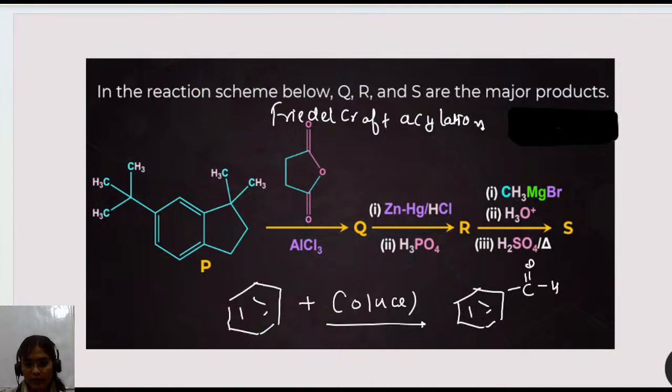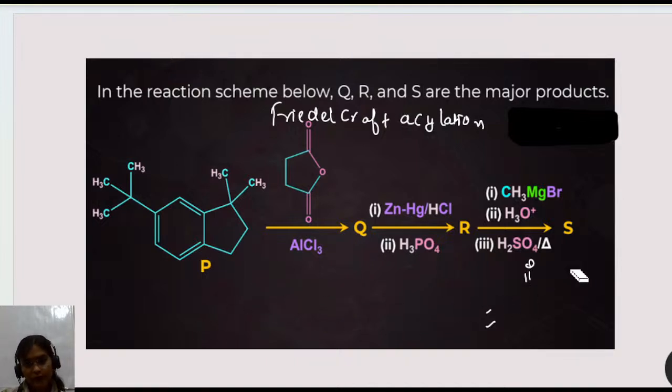This is point number one. Why I'm explaining this question here is so that everything is properly revised. So be noted, it's a Friedel-Crafts acylation reaction. Okay, Shiva.